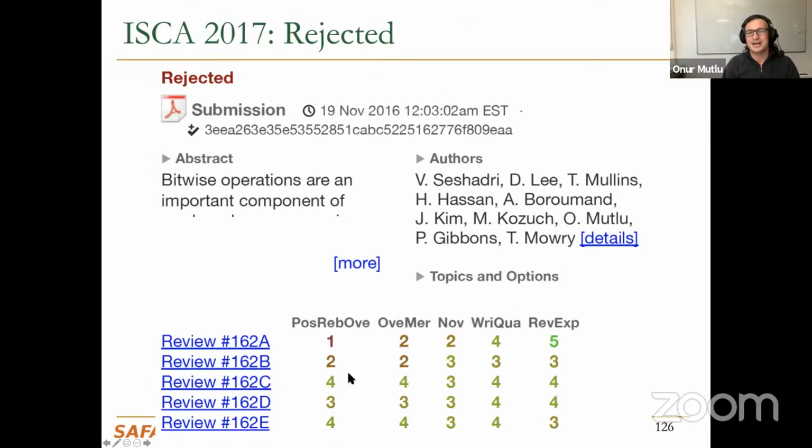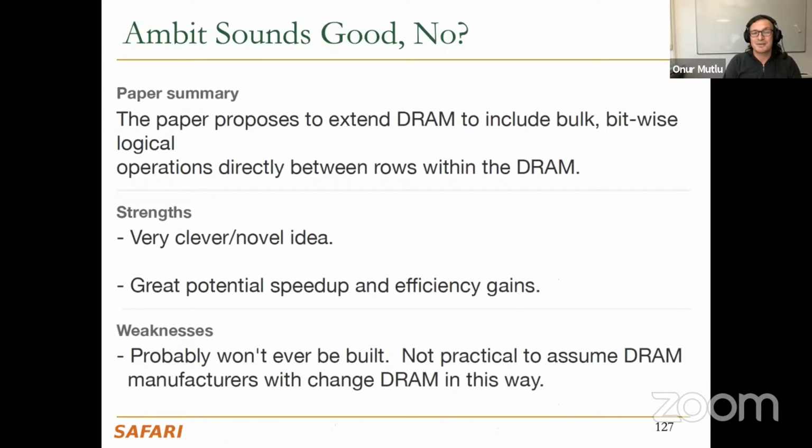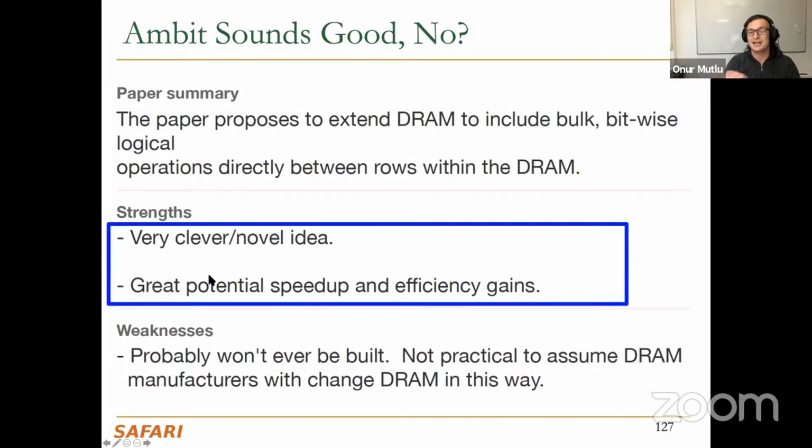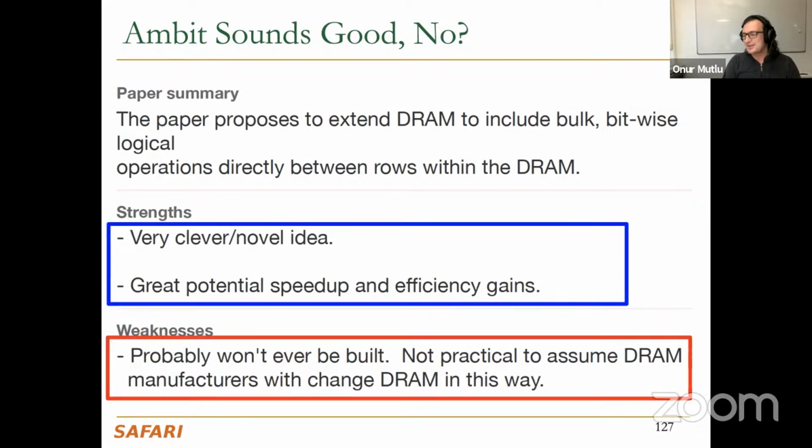It was accepted to Micro. Of course, it sounds good, no? But let's see the reviewer's thinking. So this reviewer is a reviewer who rejected the paper. Very clever, novel idea. Great potential speed up and efficiency gains. You would expect this should be an accept, right? But look at the reason why it was rejected. Probably won't ever be built. Not practical to assume DRAM manufacturers will change DRAM in this way.